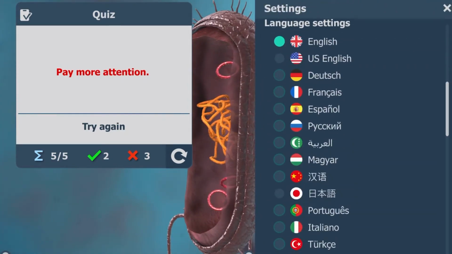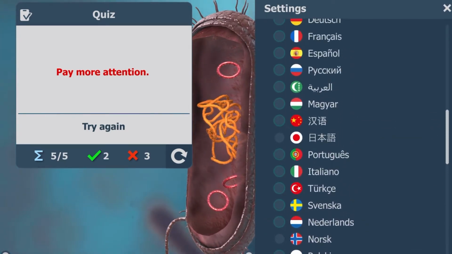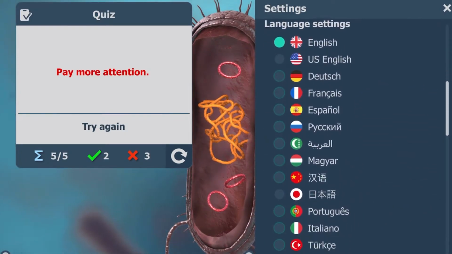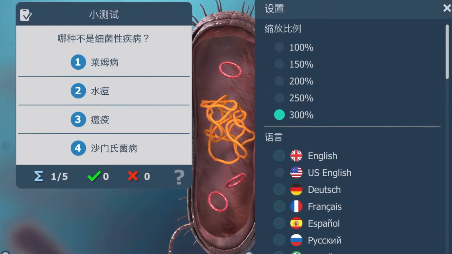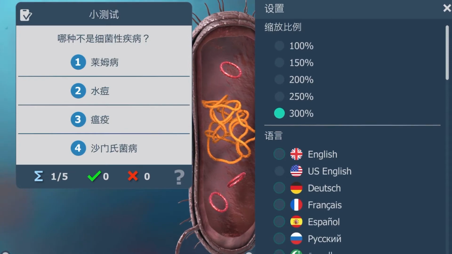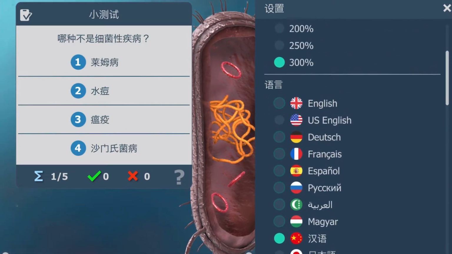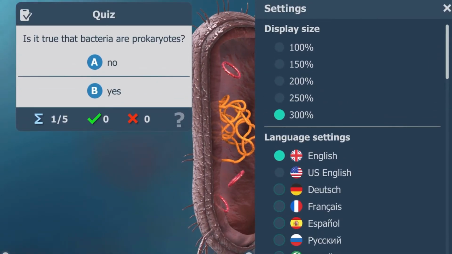Whoa. Okay, let's see. What language can we try? Many languages. Wow, let's try one. Let's try Mandarin. Oh my god! Everything's in Chinese. Let's see. I can't read it. Oh my god.